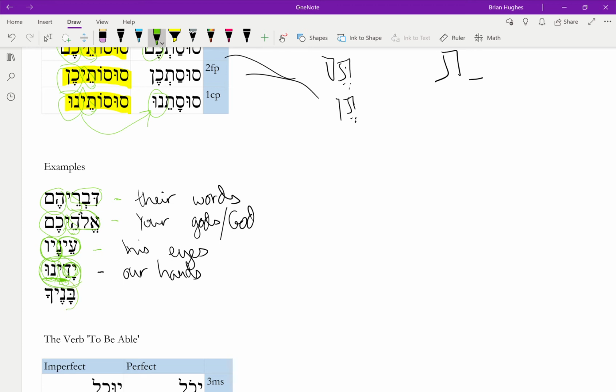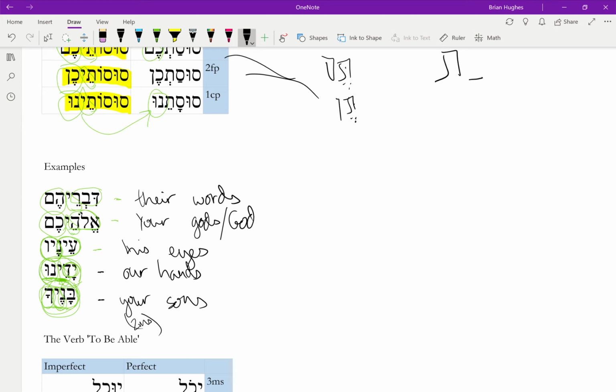And then banecha. So again, we've got this suffix. Our 2nd masculine singular suffix is preceded by this vowel yod construction. So this tells us that this is a plural noun that has a possessive suffix on it. And so this would be your sons. And this your is 2nd masculine singular.